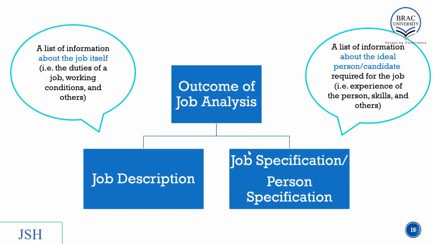So once again, just to summarize, by doing job analysis, we get two kinds of information broadly speaking. On the one hand, we get a list of information that explains the job, and that is called job description. And on the other hand, we get a list of information about the ideal person or candidate required for the job, and that is called job specification or person specification.